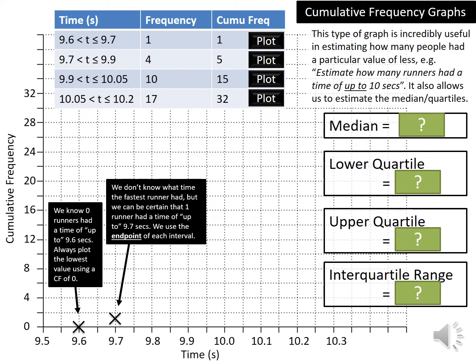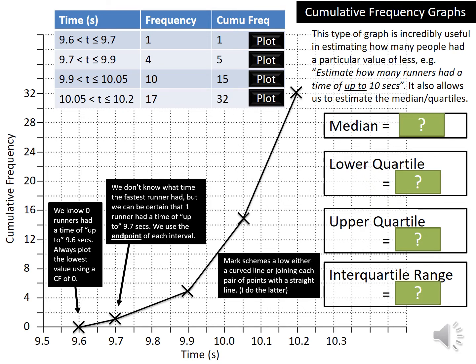And we've plotted a 1 at 9.7 because our cumulative frequency was there. Then our next one goes all the way up to 9.9, so we're going to plot it at 9.9, and our cumulative frequency by there is 5. So we're going to plot that, and then again we're going to plot one at 10.05 of 15, and we're going to plot 32 at 10.2. And one thing to notice is the cumulative frequency always increases, it can't go down. That is because it's accumulating, it's always adding. So it'll always be going upwards or flattening off, but it won't ever go downwards.